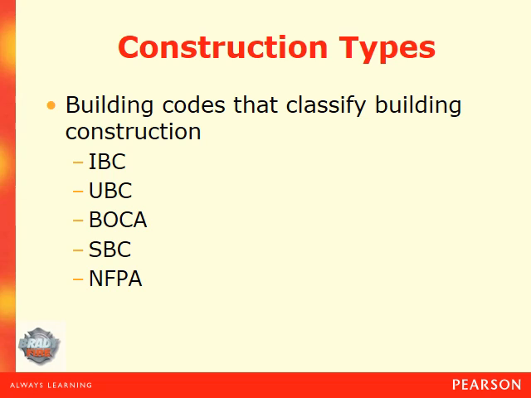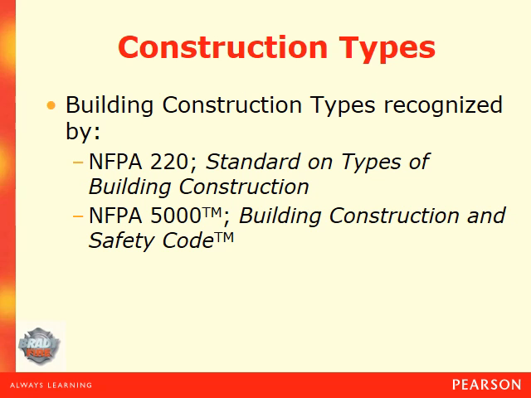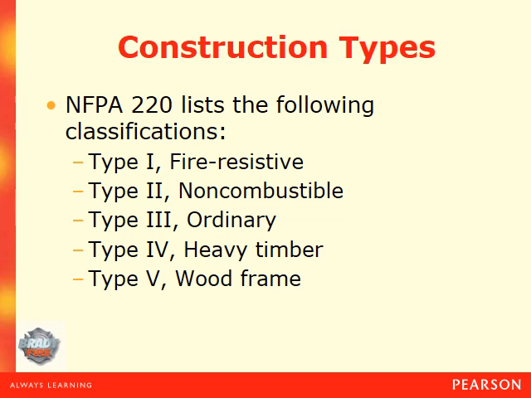Now, when you're looking at the different construction types, there are a bunch of different codes that kind of help classify and decide what's to be built: the IBC, the UBC, the BOCA, SBC, and of course NFPA. When we're looking at construction type as far as it's concerned in the fire service, we really reference NFPA 220 and NFPA 5000. And that references 5 different types, type 1 through 5.